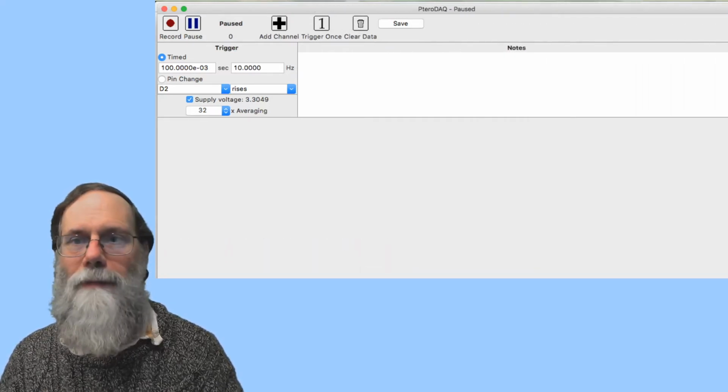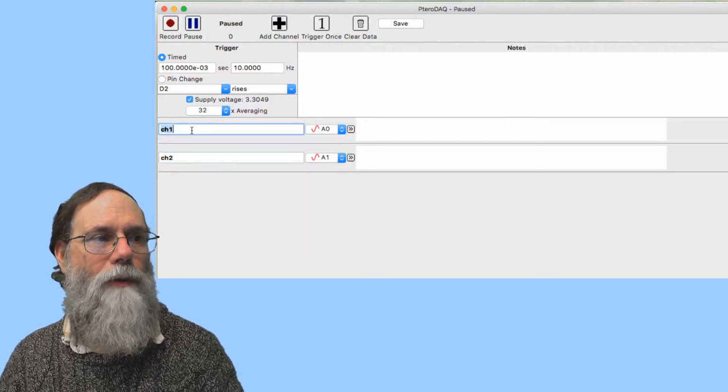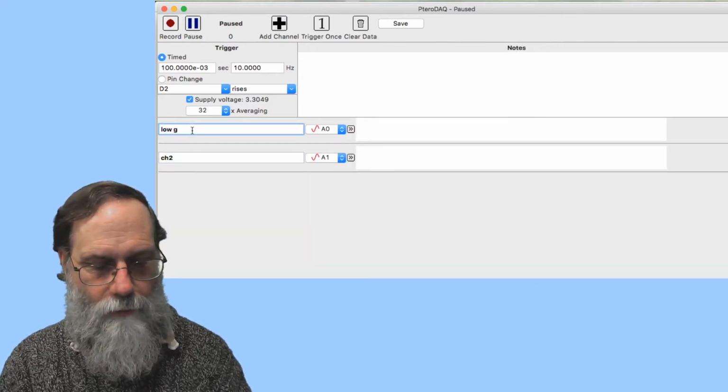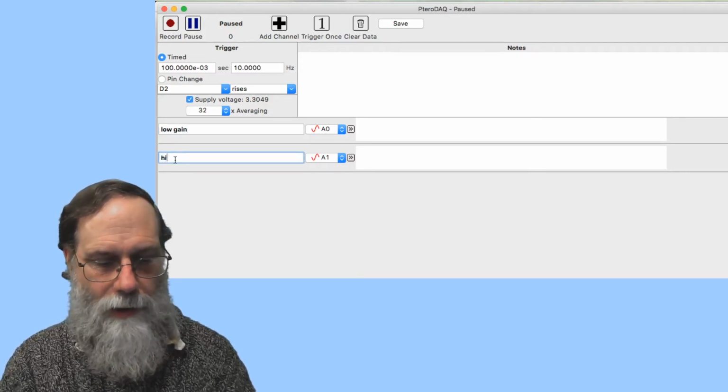All right, make this big enough so we can see it. Let's add the two channels. The first one was the low gain channel. The second one was the high gain channel.